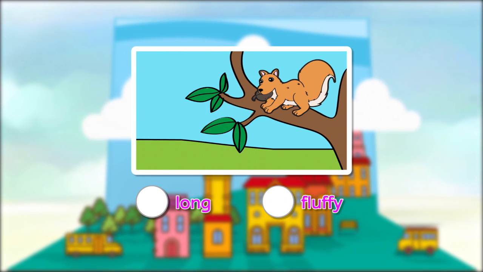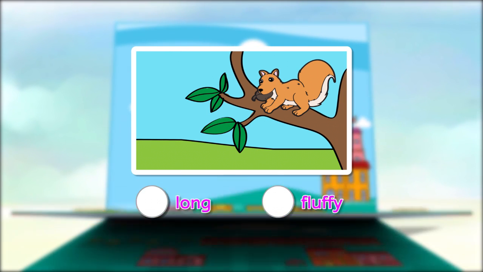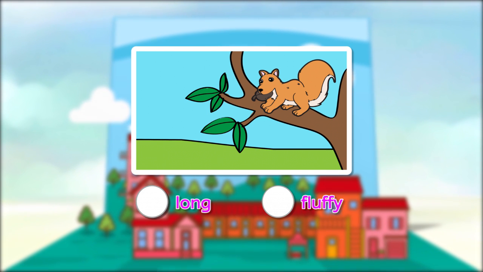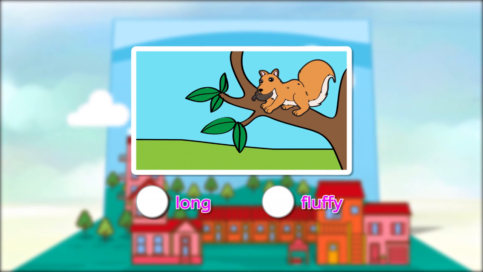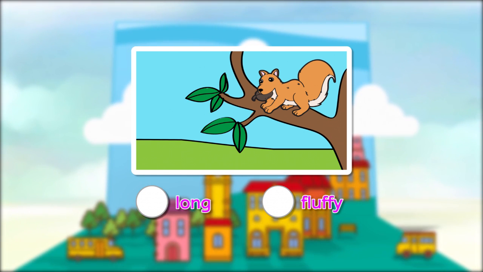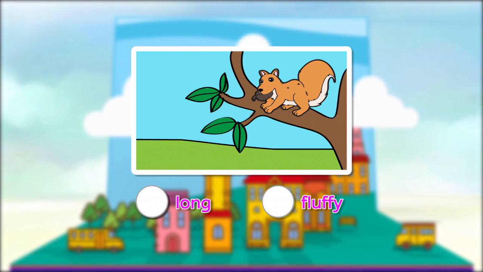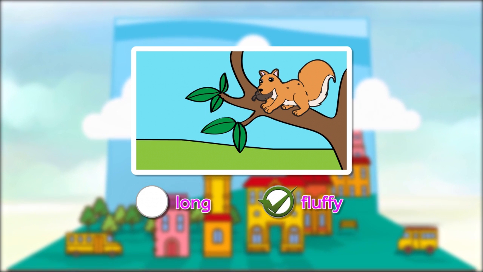Can you help me to find the animal and the type of tail that each animal has? Our first animal is a squirrel. What kind of tail does a squirrel have? Is it long or fluffy? Long or fluffy? If you said fluffy, you are correct.